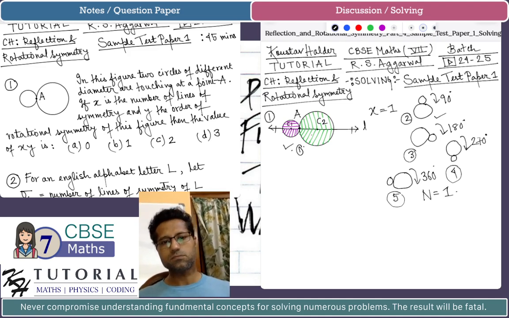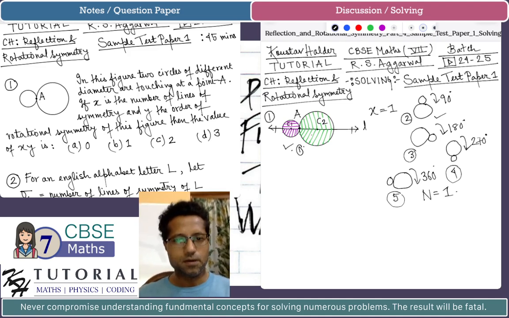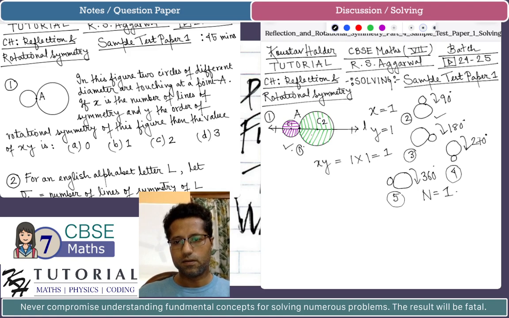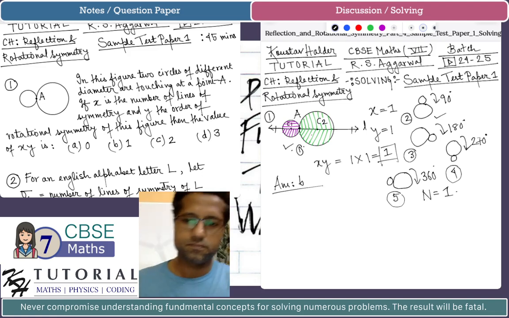So y is equal to 1. So the order of rotational symmetry of this figure is 1, and this figure is definitely not having a rotational symmetry. So hence x into y is equal to 1 into 1 is equal to 1. 1 is the answer. So the correct choice is B. The correct choice is B.